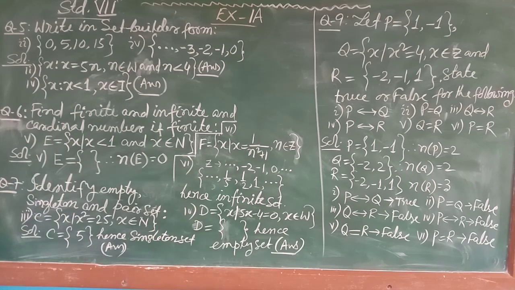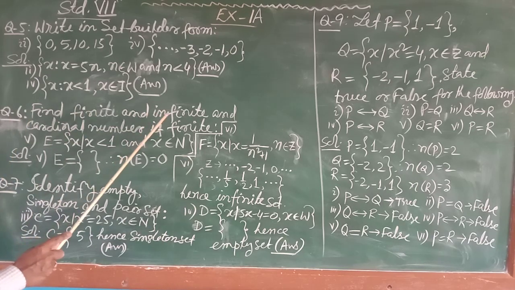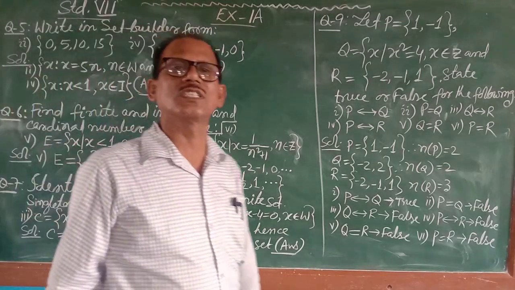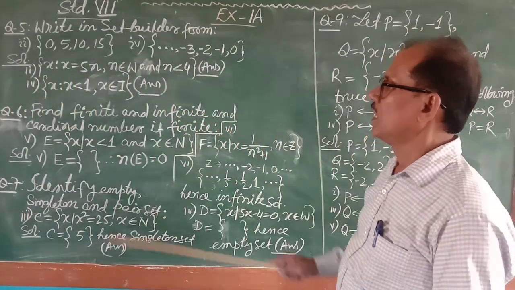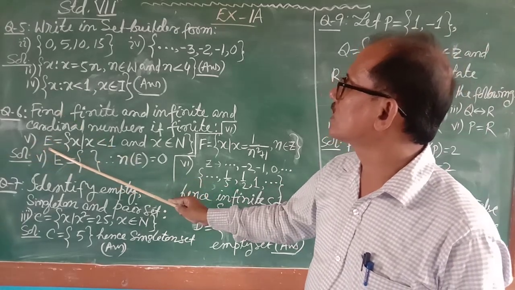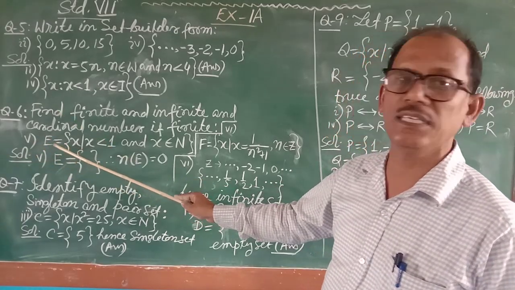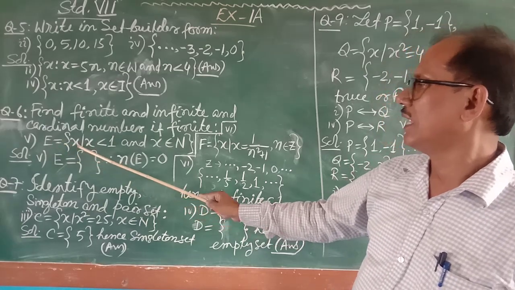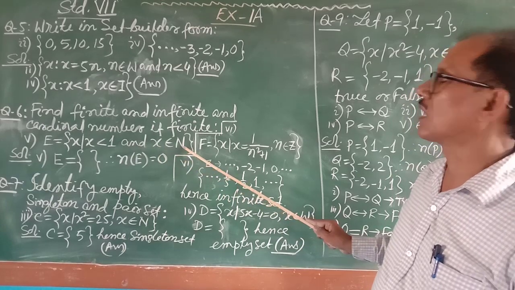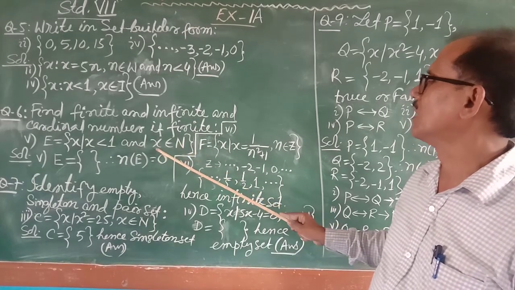Moving on to question number 6. Find whether the set is finite, infinite, or empty, and if it is finite, then give its cardinal number. So what will you do? Under question number 6, set E is given to you, within curly brackets: x such that x is less than 1 and x is a natural number, x belongs to natural numbers. First, natural numbers.